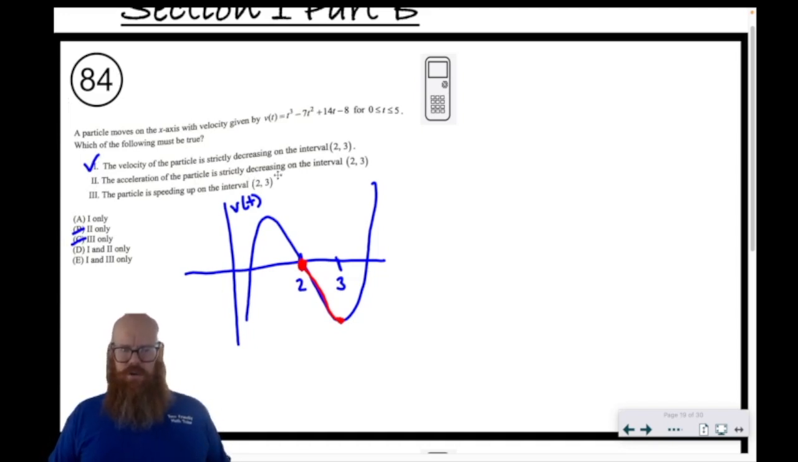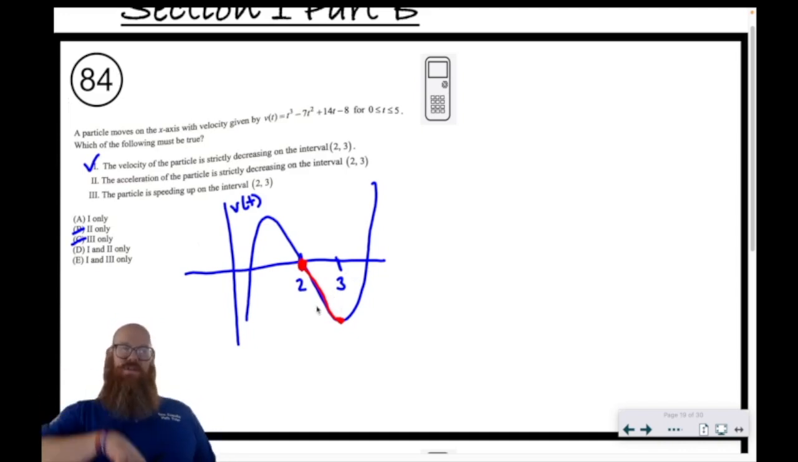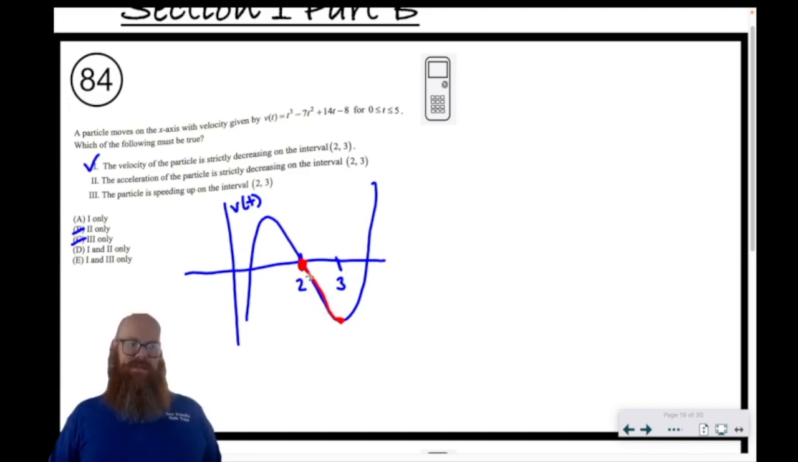The acceleration of the particle is strictly decreasing. Okay. Well, if the acceleration is decreasing, let's think about that. The acceleration is the derivative of velocity, and if this acceleration is decreasing, then the derivative of acceleration would be negative, and that derivative would be the second derivative of velocity. So if we're looking at the velocity graph, for that derivative to be negative, the velocity would have to be concave down, but here this is concave up. So this is wrong. So it could be this one, and it can't be this one.